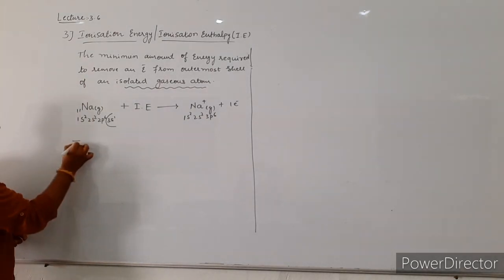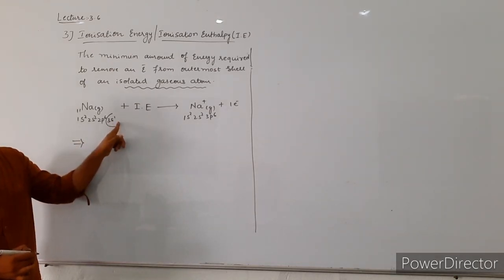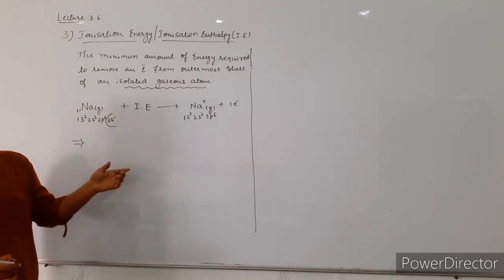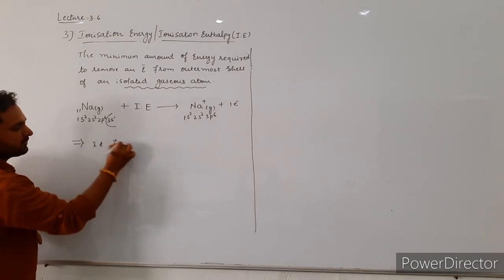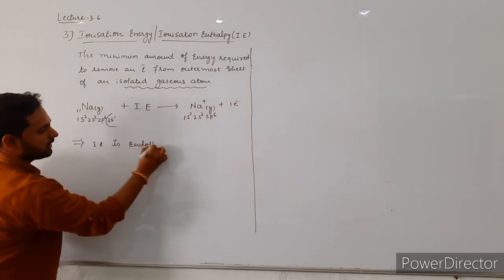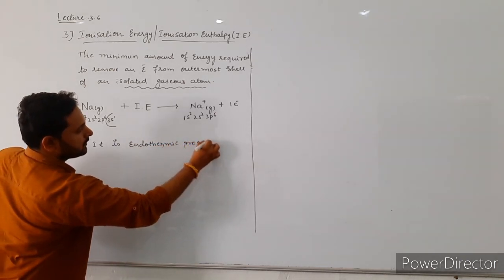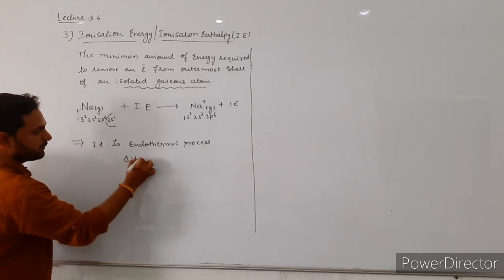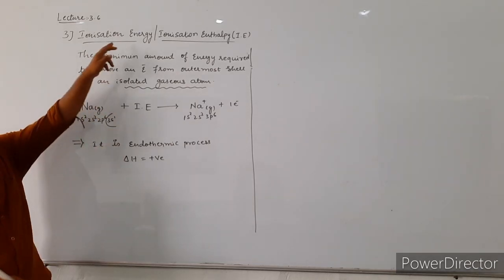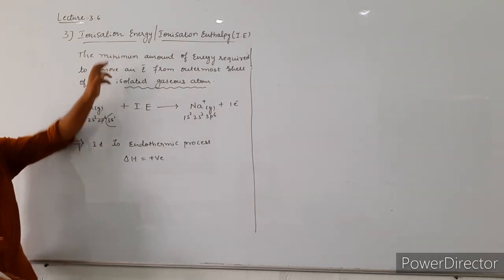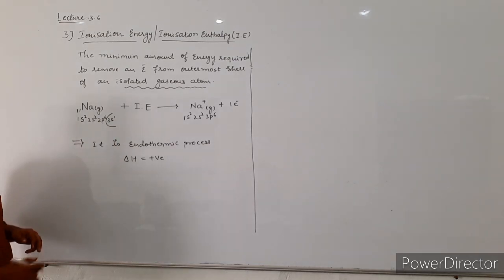The ionization energy process is an endothermic process, because here energy is required to remove an electron. So delta H is positive. Always the delta H is positive for ionization energy, because to remove an electron we need energy. That's why it is an endothermic process.